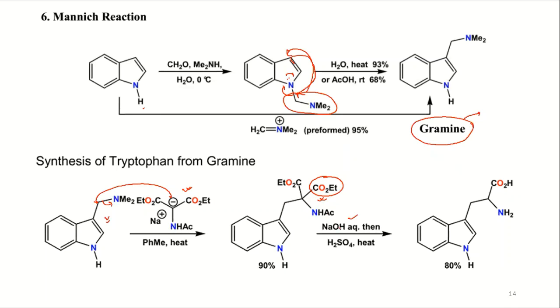So you'll have decarboxylation, and finally the one ester will further undergo hydrolysis and become carboxylate, which will be protonated. So you have the sulfuric acid here, and finally you'll get the tryptophan as the product. A quite good yield, 80%. So this is one of the synthetic routes of tryptophan from gramine.